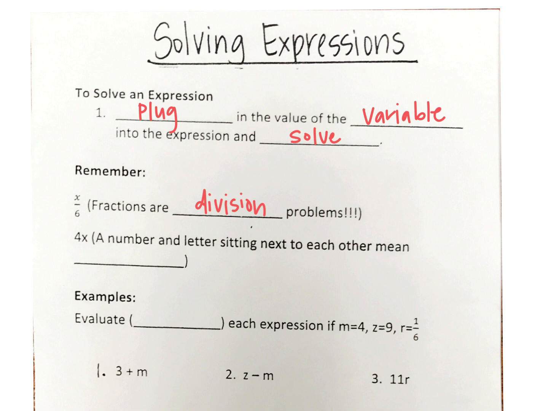Okay, when they're touching like the example below where it says 4x, a number and a letter sitting next to each other means that you're doing what? Multiplication. Multiply, right. It means to multiply.